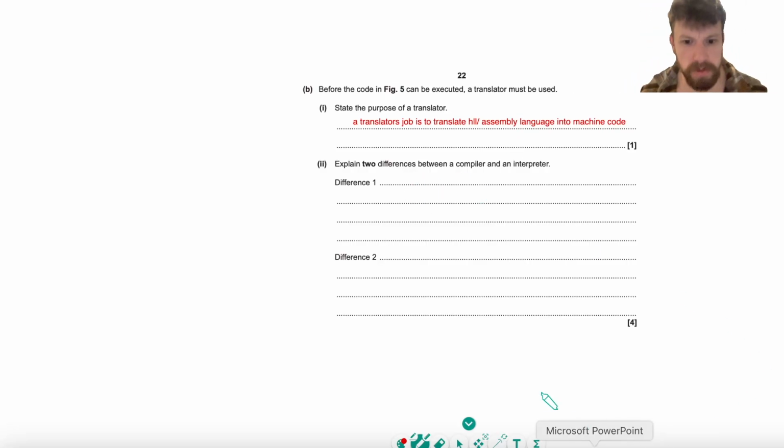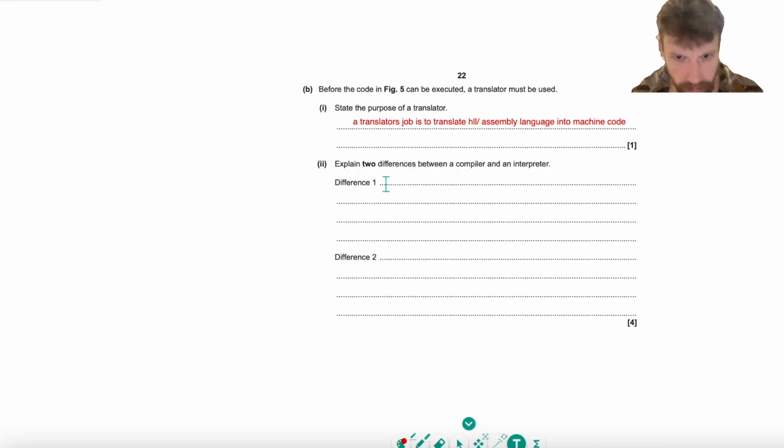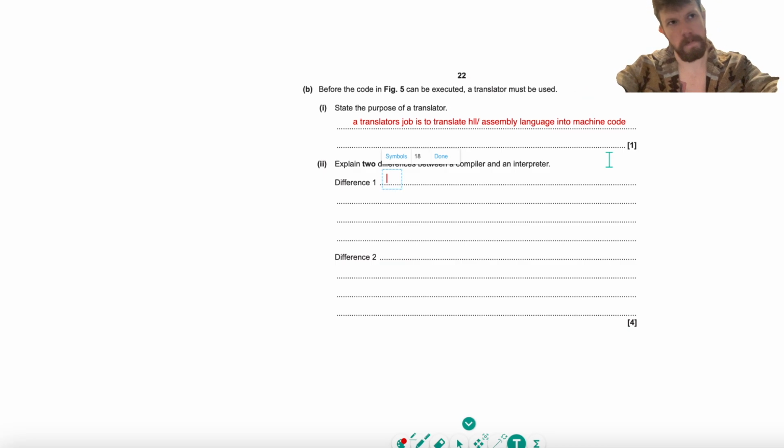Explain two differences between a compiler and interpreter. Okay, so a compiler. Exam technique here is 4 marks. So we've got to make a difference, but then expand on that. It's not just stating a difference, because you'll only get 1 mark for that. So remember, state the difference, but then also go into a little bit more detail about why that is the case. You could say the compiler difference and then the interpreter difference.